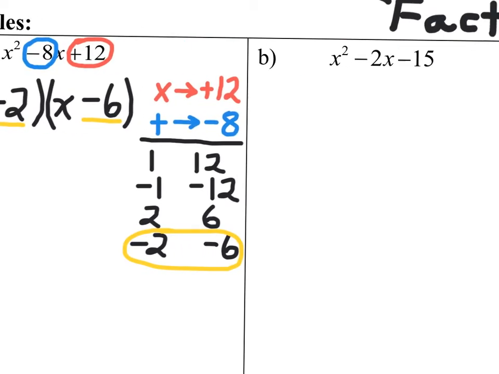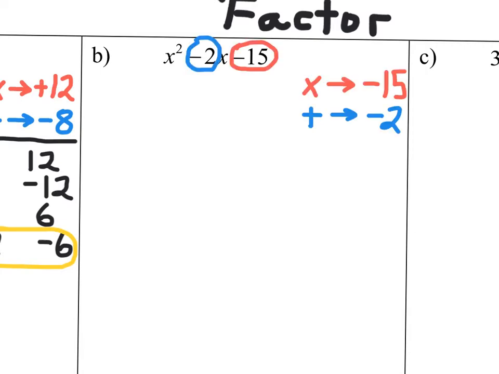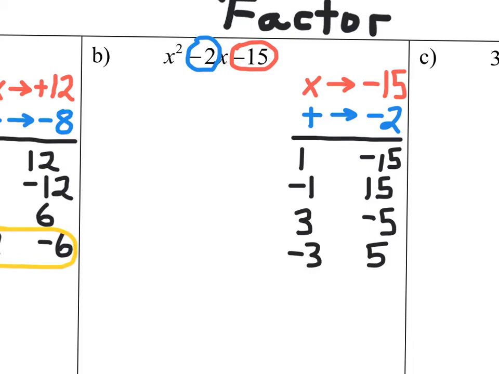Let's look at example B. To factor this expression, we're going to do the same thing. We need to find two numbers that multiply to -15 and add to -2. So I'm going to list all the numbers that multiply to -15 and look for the ones that add to -2. So here's all the combinations.